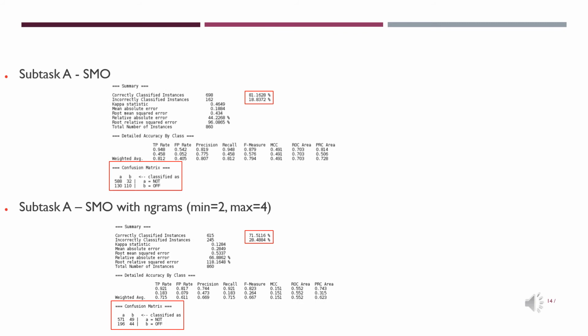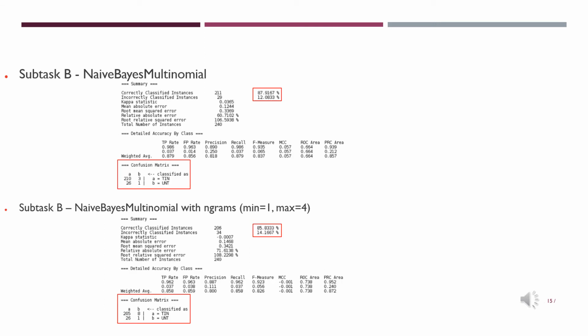We also tried the SMO classifier, and as it returned a pretty high accuracy, we used the n-gram tokenizer to see if it would improve the accuracy. But as you can see, it didn't. Here you can also see that naive Bayes multinomial returned a poorer accuracy when using the n-gram tokenizer for subtask B.